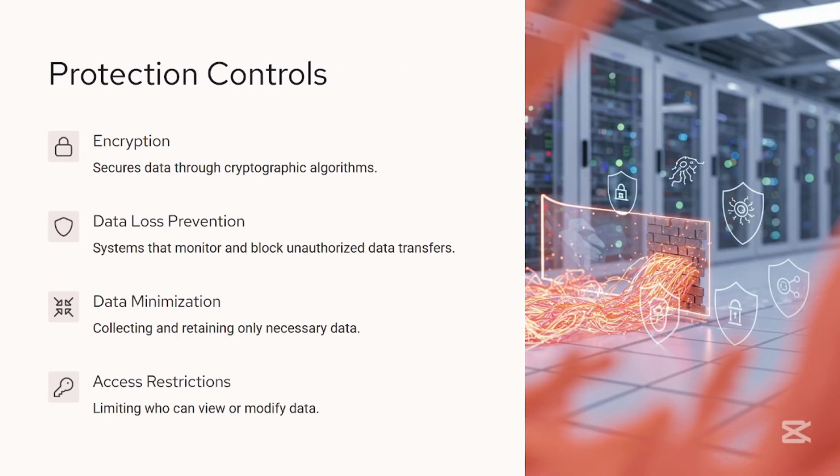So the prevention controls or techniques we use to protect our data in the three different states we've talked about are encryption, which secures data through cryptographic algorithms, data loss prevention systems, which monitor and block unauthorized data transfer. We have data minimization, which basically refers to retaining only necessary data for business use, and access restrictions, which limit who can view or modify data.